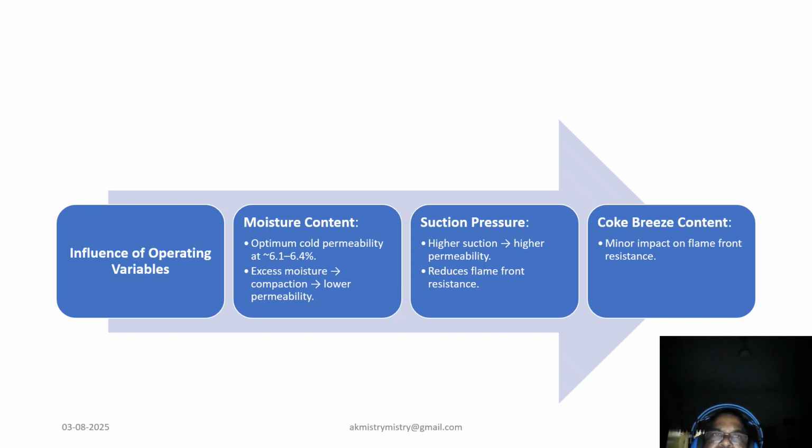Several operating parameters influence permeability. Firstly, moisture content must be optimized. Too little or too much reduces permeability. The sweet spot for maximum permeability is around 6.1 to 6.4%. Second, suction pressure. Increasing suction enhances gas flow and reduces flame front resistance. Finally, coke breeze content surprisingly showed only marginal influence on flame front resistance within the tested range.